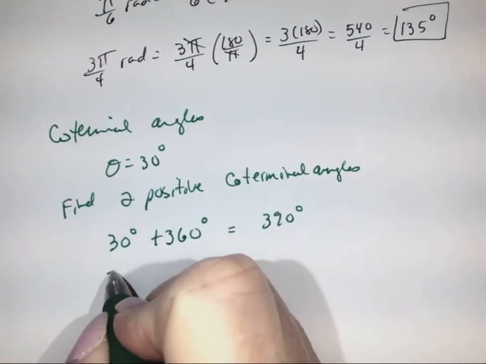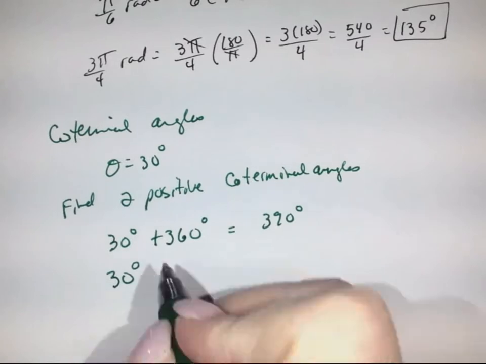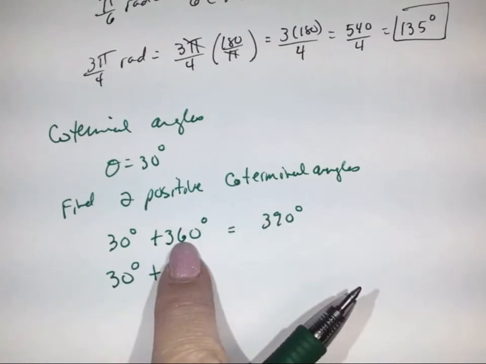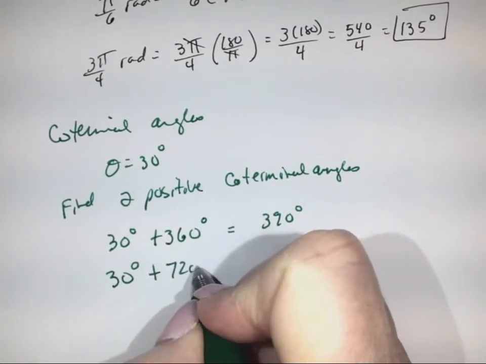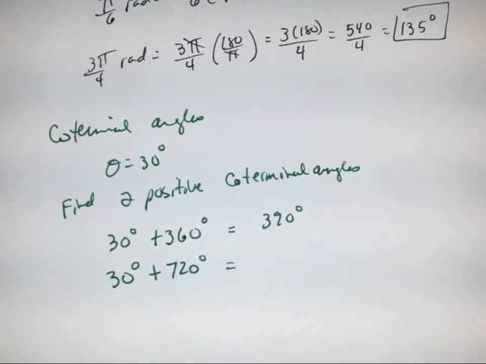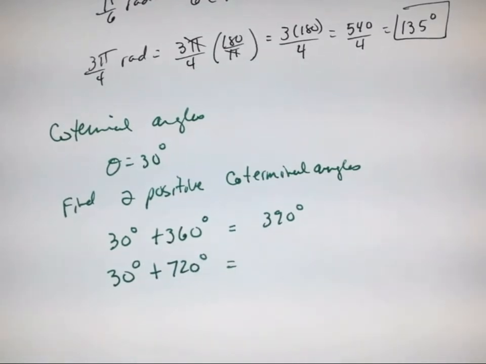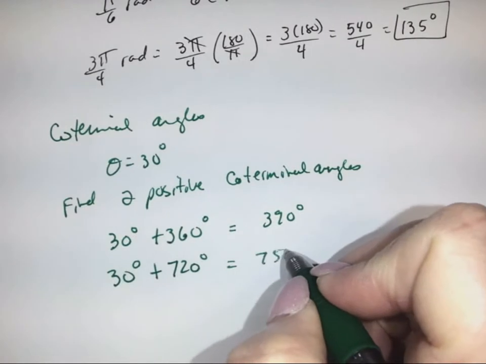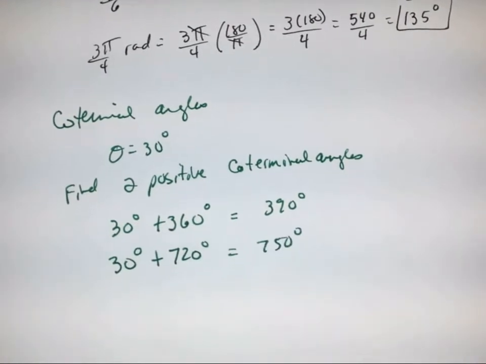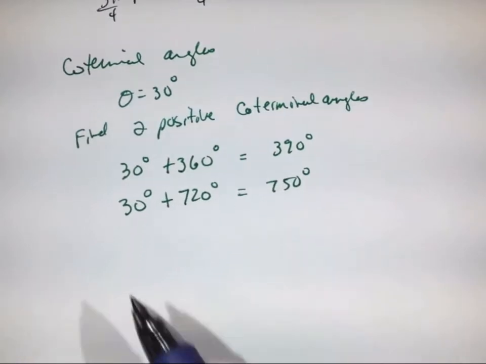A second one, I can go twice around. Well, 2 times around, or 2 times 360, gets us 720 degrees. And if I add that to my original 30, I end up with 750 degrees. So that's how I can find two positive coterminal angles.